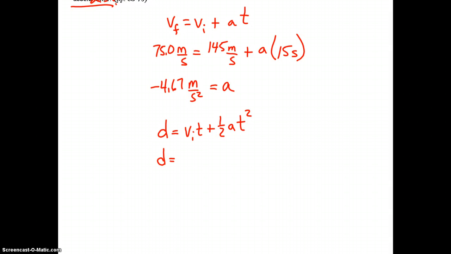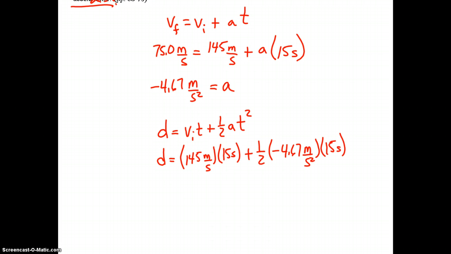Substituting, we go D equals, and our initial velocity was 145 meters per second for 15 seconds, plus 1/2 negative 4.67 meters per second squared times 15 seconds squared. Go ahead and do the calculation, however many steps you need to. Pause the video and check your answer. You should get D equals 1.6 times 10 to the third meters to 2 digits. All right, so 2 steps to do that.